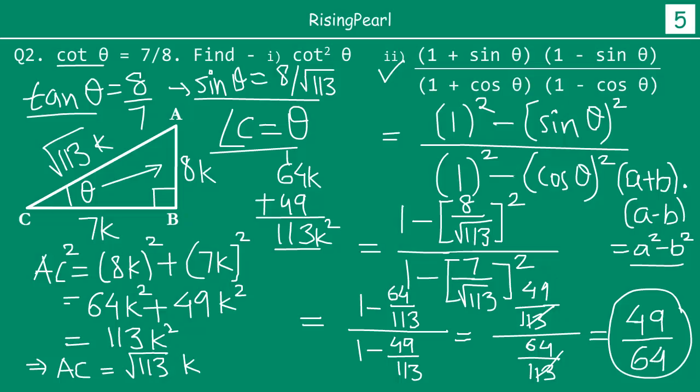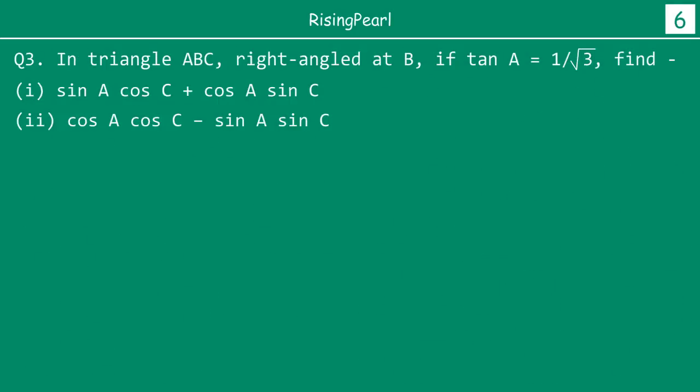So friends, let's probably take maybe one more example. So here let us say that what we have is, say in triangle ABC, we have not been given the triangle ABC, but it is said it is right angled at B.